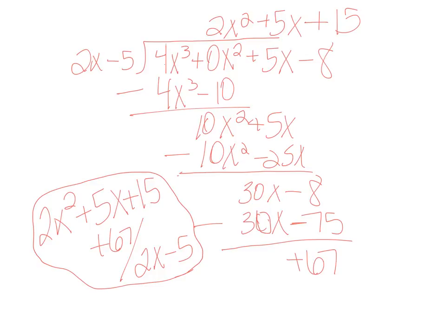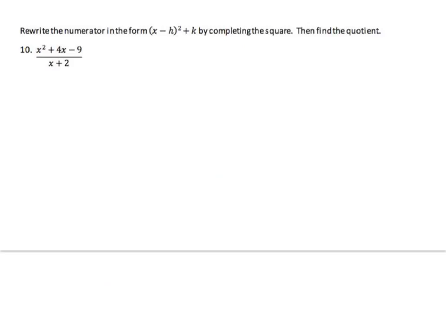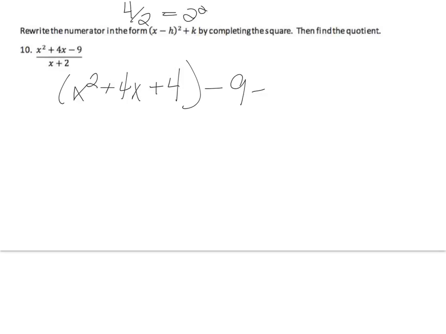Phew. Okay, last one. This is the one I said you should pay attention to. Okay, number 10. Rewrite the numerator in the form x minus h squared plus k by completing the square. Then find the quotient. Okay, well, let's do it. I have x squared plus 4x. I take 4 over 2, which is 2, and square it. So add 4 here, minus 9, and subtract 4 there to make sure all is balanced in the world.